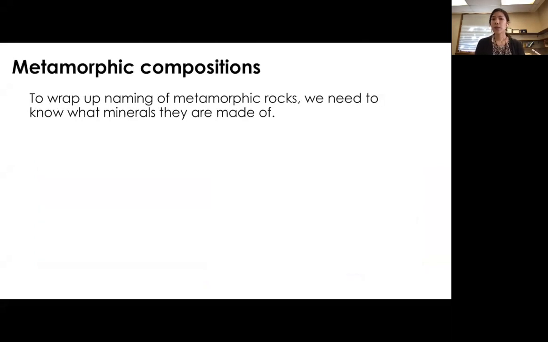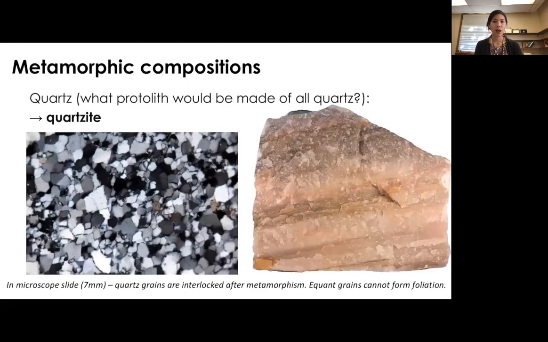All right, so we talked about naming metamorphic rocks by their textures, calling it a schist or a gneiss. But the full metamorphic rock name is going to include the metamorphic composition, so what minerals are actually in that rock. So for example, a metamorphic rock made completely of quartz. So we'll ask a side question, what protolith is completely made of all quartz? Hopefully you answered a sandstone.